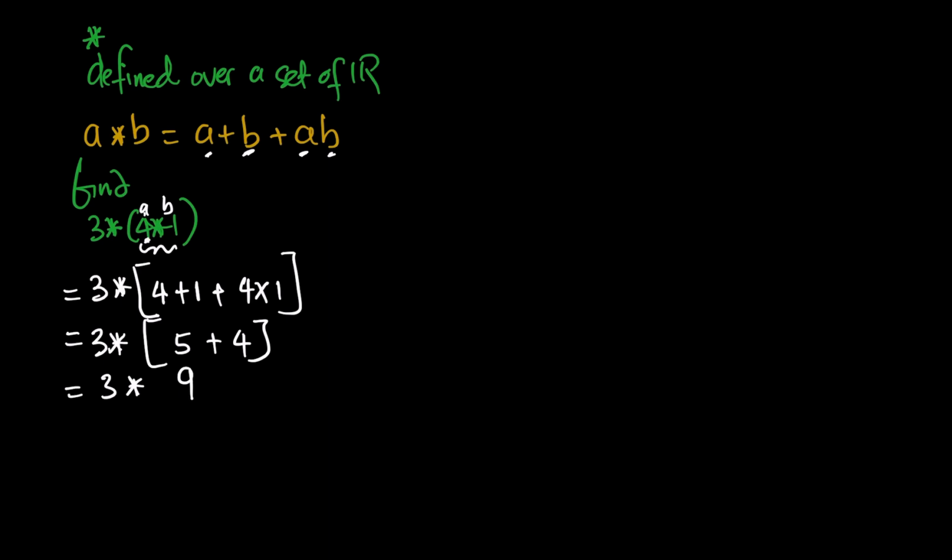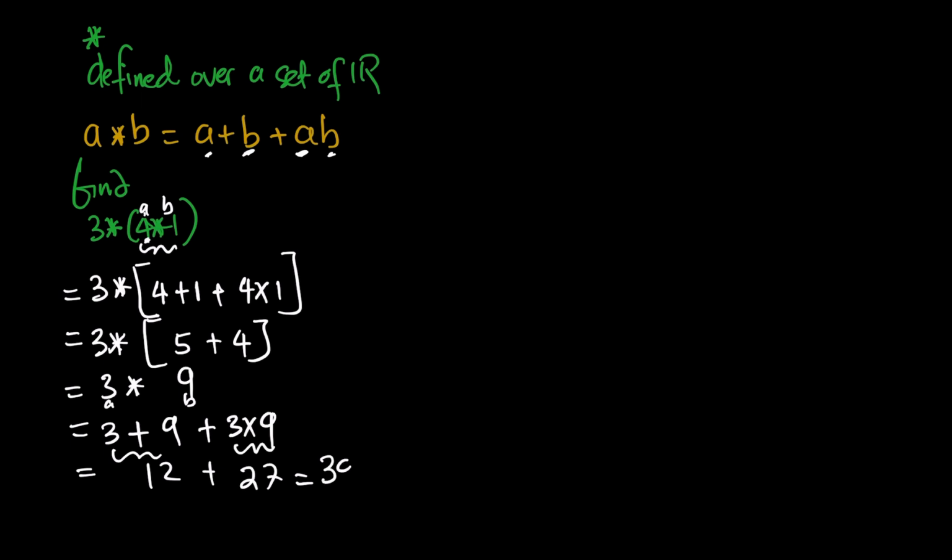And then we can complete that. Now, this becomes our A and this becomes our B. Our A there is 3 plus our B, which is 9, plus another A, which is 3 multiplying the B, which is 9. We have 3 plus 9, which is 12, plus this times this gives us 27. When we add that together, we end up getting 39. And that's our final answer.